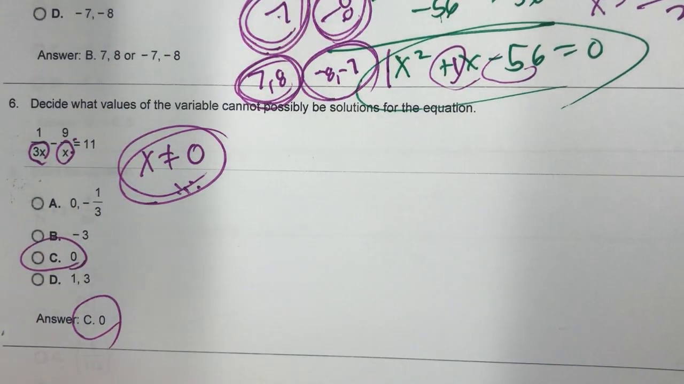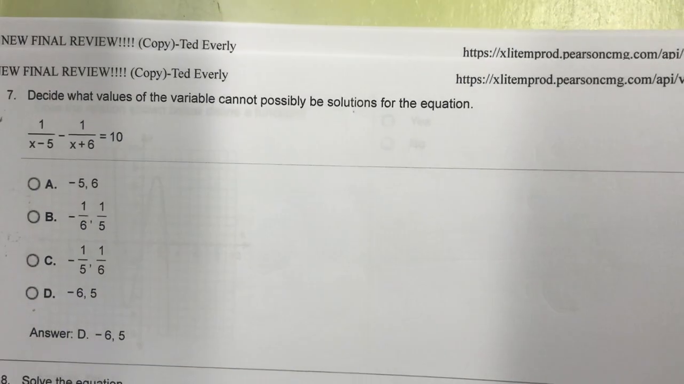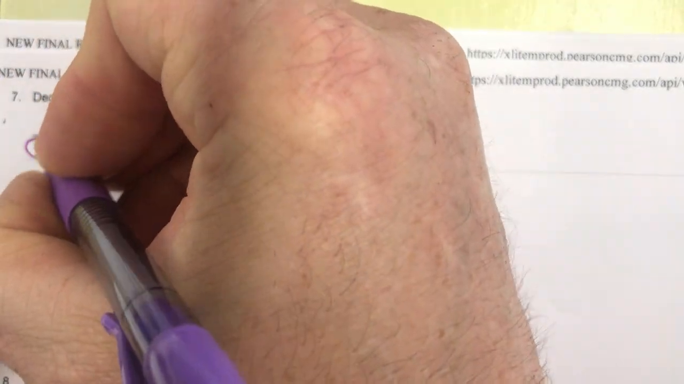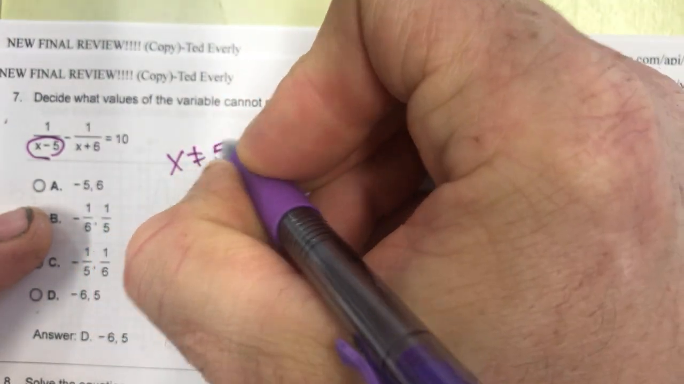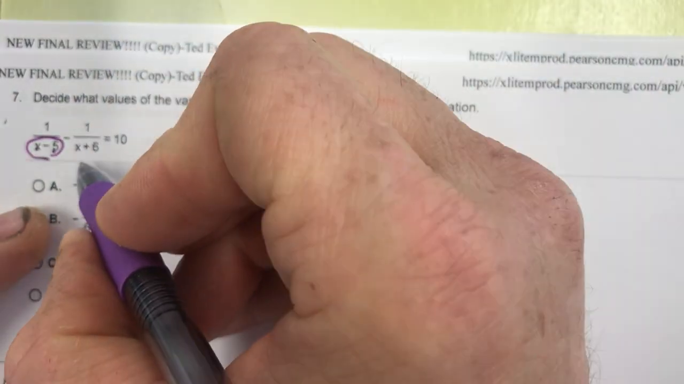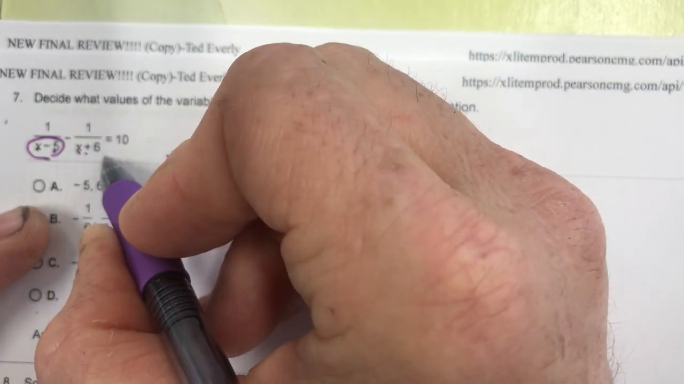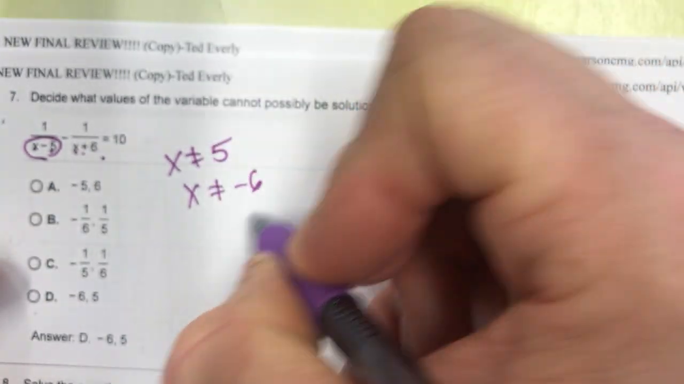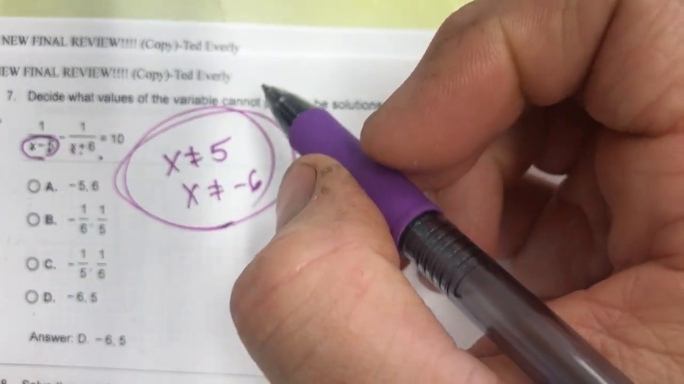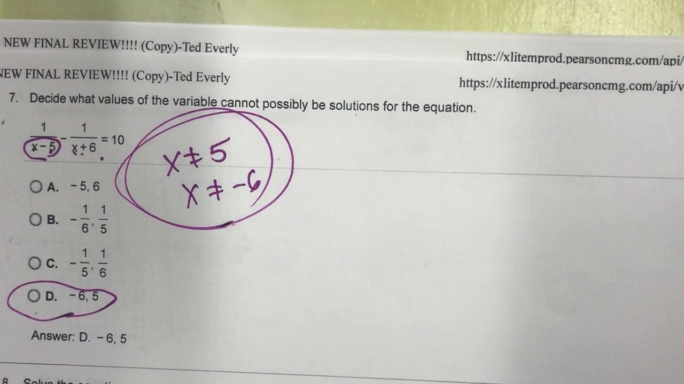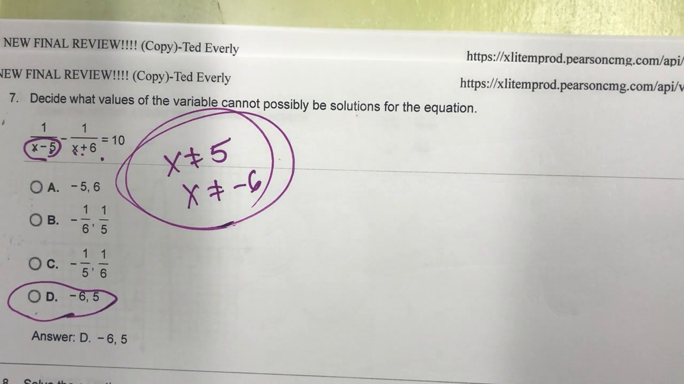x cannot be 0. Here's another one. Decide which values x can't be here. So right here, x can't be 5. There's no way x can be 5 because 5 minus 5 is 0, and I'd be dividing by 0. And right there, x cannot be -6. -6 plus 6 would be 0, and I'd be dividing by 0 there. So these two values right here, x cannot be. So here, D. Okay. I cannot divide by 0. It's not possible.